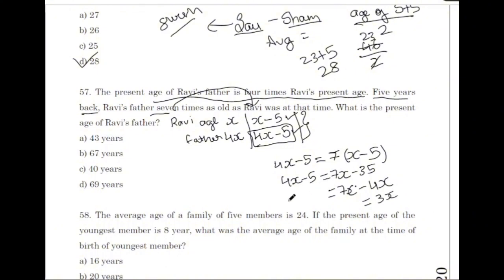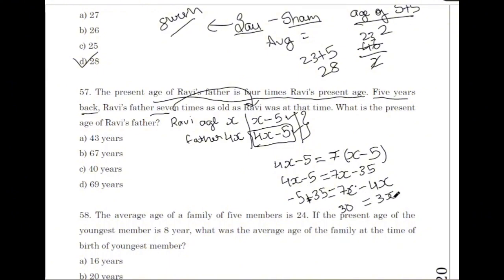At the same time, there is 5. Bring this 35 over, it will become 35 minus 5. Minus 5 plus 35, how much will it become? It will become 30, because 35 minus 5 is 30, with the sign of the bigger digit. Okay, so it's plus 30.